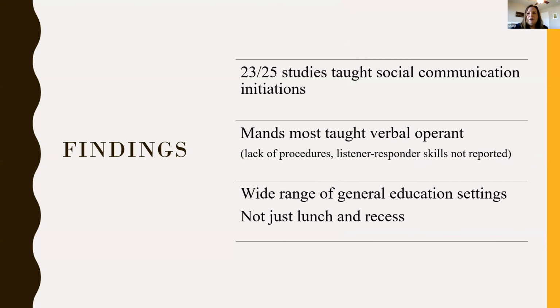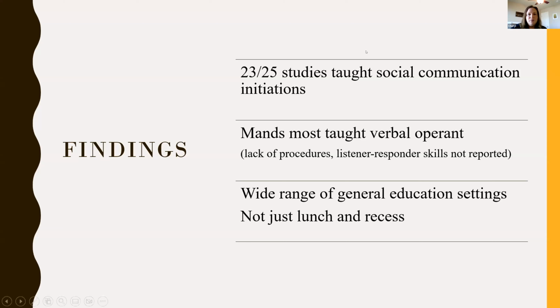So our findings were, now this was a good finding, 23 out of 25 studies taught social communication initiations. What tends to happen when someone doesn't have good skills or good communication is we tend to teach them to answer things because it's easier to get someone to answer, because I'll just prompt you the answer. It was very good that they set up scenarios to ensure that the students with autism were actually initiating, which is definitely a harder thing to do.